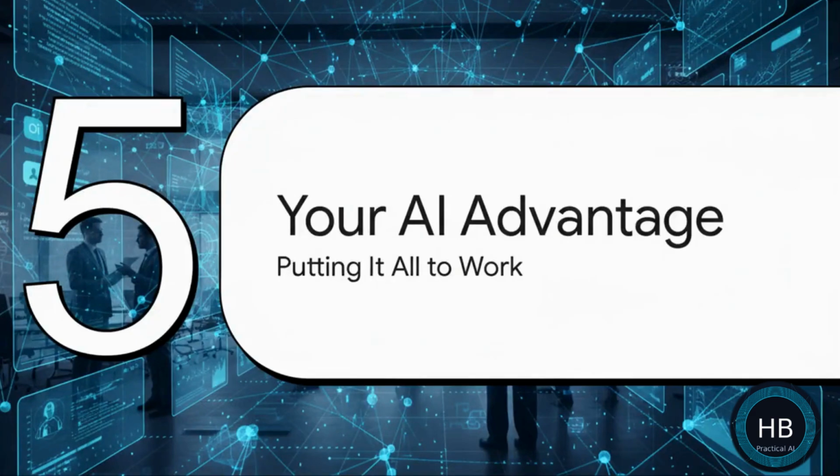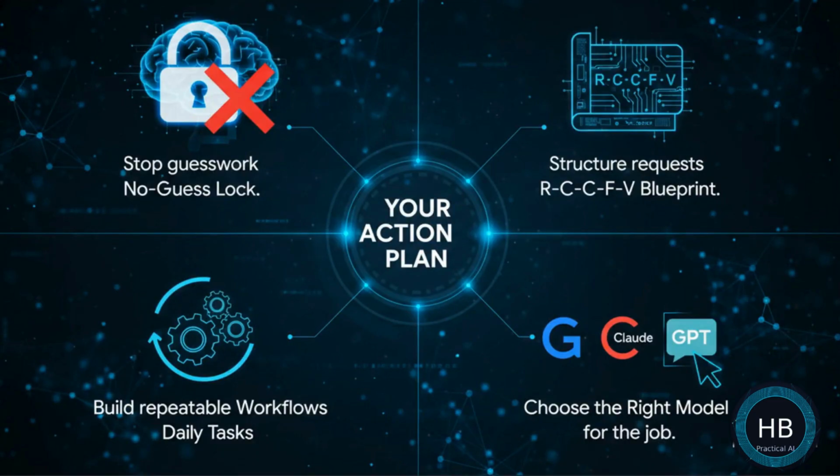So after going through all this, what's the one crucial thing to take away? What's the core idea that gives you a real decisive advantage in your day-to-day work? It really comes down to these 4 things. First, you start using the no-guess lock to get rid of guesswork. Second, you structure every important request with that RCCFV blueprint. Third, you build those blueprints into repeatable workflows. And fourth, you pick the right specialized model for the task at hand.